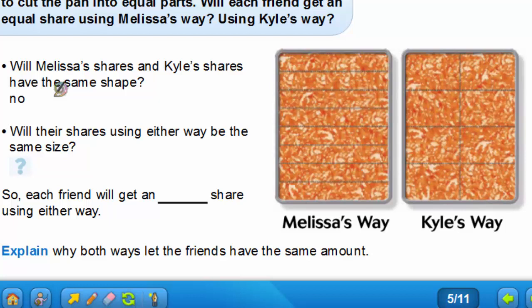Oh, somebody just told me if you take half of Melissa's way and put it beside the one piece, like cut each piece in half and put them side by side, they would be the same length as this, the same size. So yes, they will be the same size, won't they? So each friend will get an equal share using either way. So it doesn't matter which way they cut the lasagna, they're still going to get equal shares.